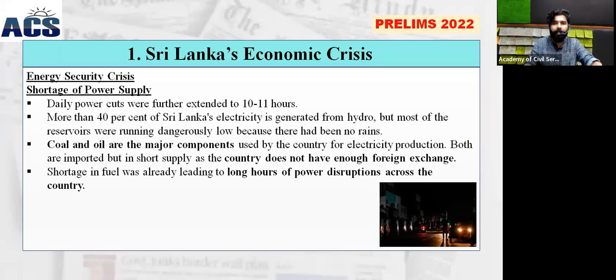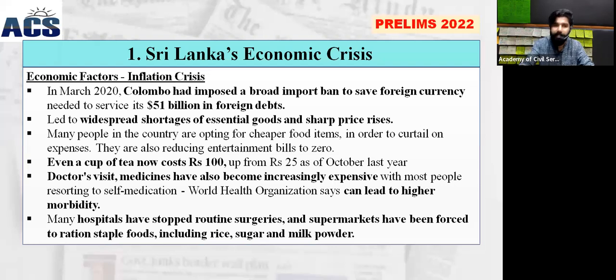Because there is a shortage of fuel, you can see that more than 40% of Sri Lankan electricity is generated by hydro, and most of these reservoirs are affected by the shortage of rain. That means the climate effect is also there. Then coal and oil are the major components for the country's electricity production. If there is a shortage of fuel and the government cannot import any fuel, the electricity cannot be generated. That means a shortage of power, electricity, energy resources. So the government has to reserve energy, and for that, the government said there will be 10 to 11 hours of power cuts in the country. This also disrupted the life of the people. That's why the people are protesting against the government.